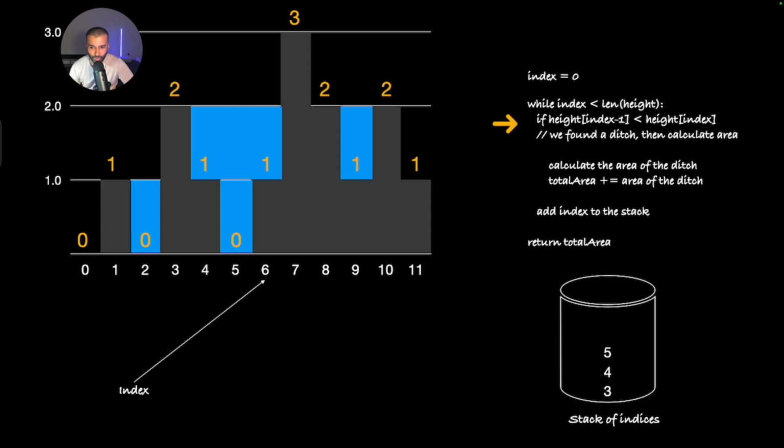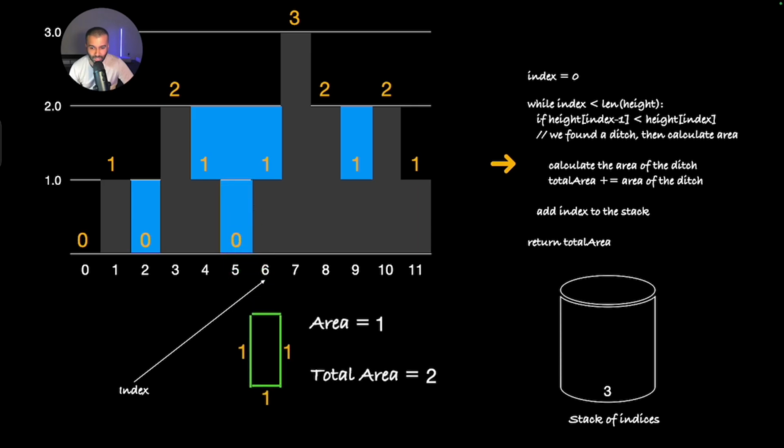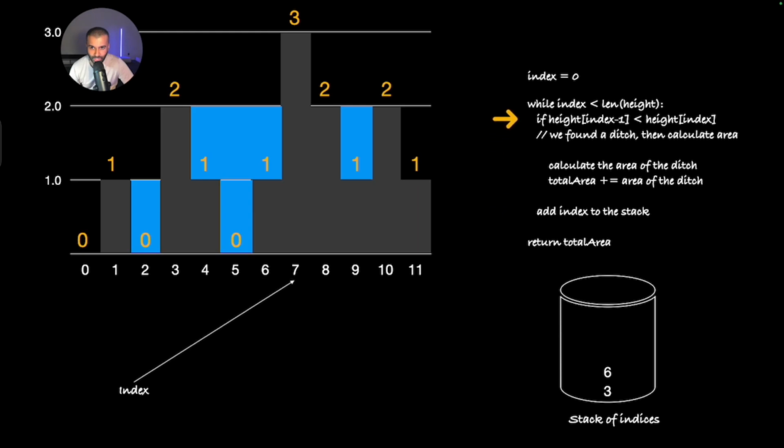So once we're at 6, we found a ditch that we're going to calculate the area for. And this is going to be an area of 1. As you can see from the stack, we've popped out 2 indices here. And we're going to continue on to index 7.